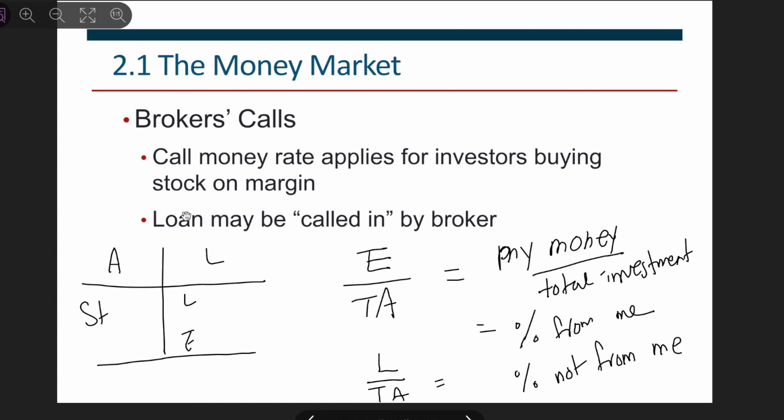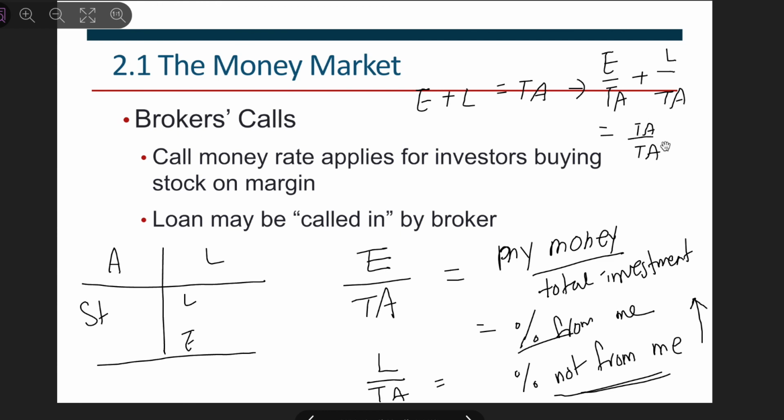So what happens is the not-from-me part is increasing or the from-me part is decreasing. Because E plus L equals TA, if we have E over TA plus L over TA, we have TA over TA, which equals 1. So this plus that should equal 100%. Measuring one thing can capture the other too. So normally we capture this part.